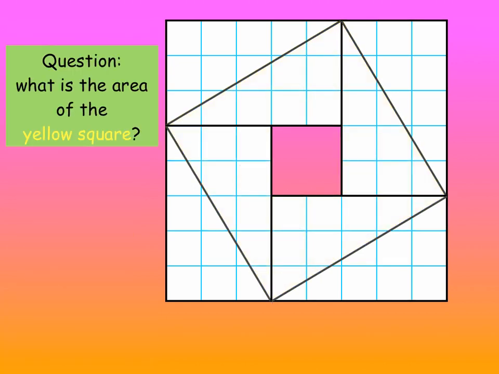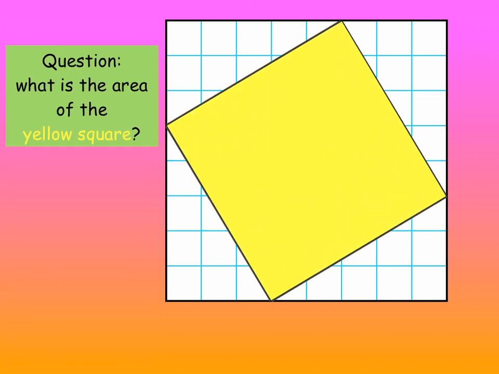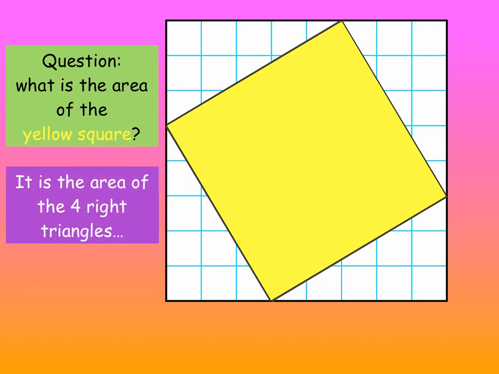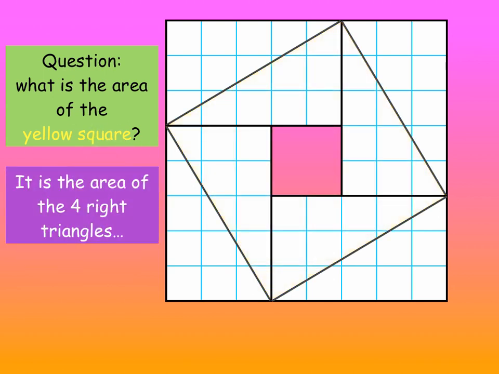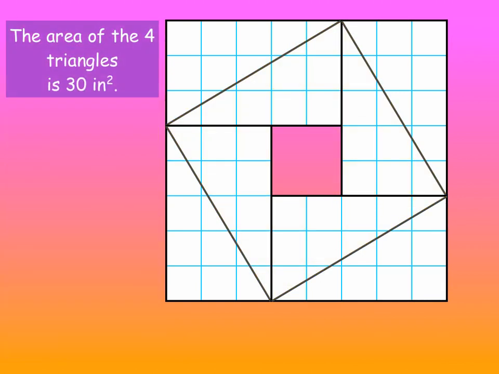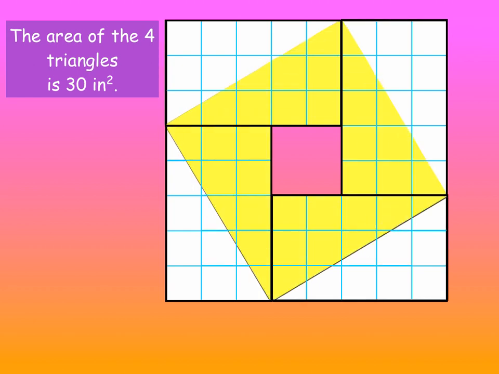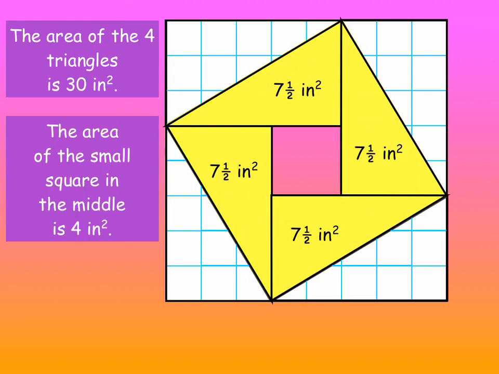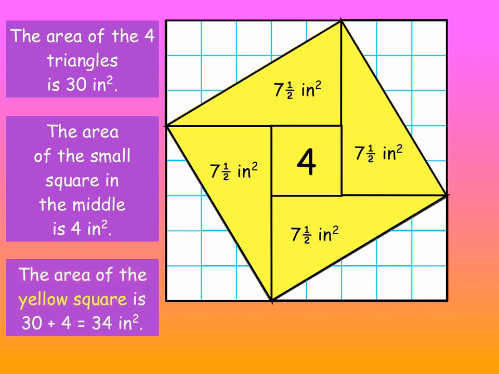What is the area of the yellow square? Well, it's the area of the 4 right triangles plus the area of the small square in the middle. The area of the 4 triangles is 30 square inches, and the area of the small square in the middle is 4 square inches. So the area of the yellow square is 30 plus 4, that's 34 square inches.